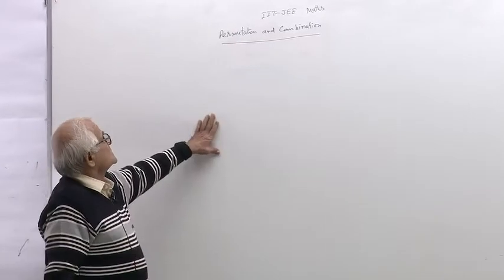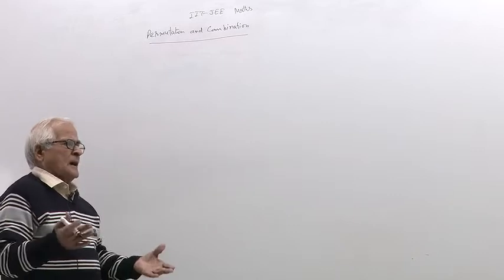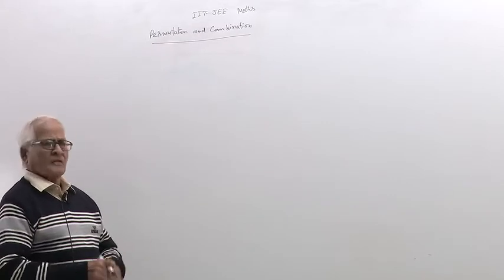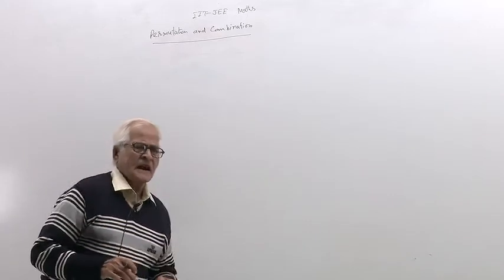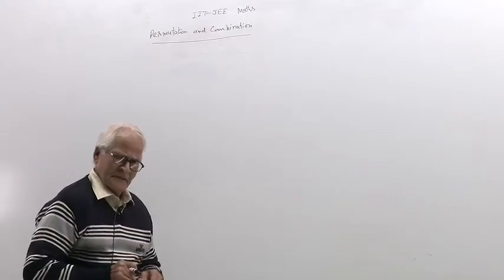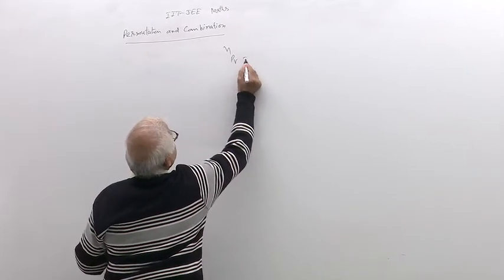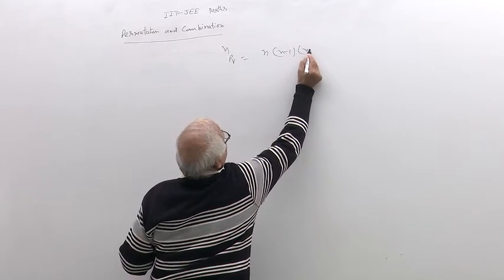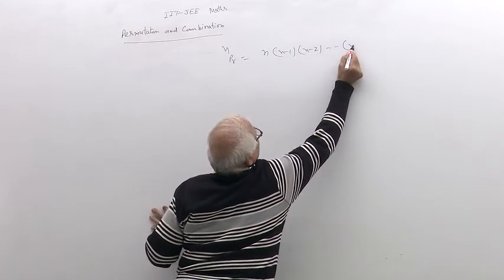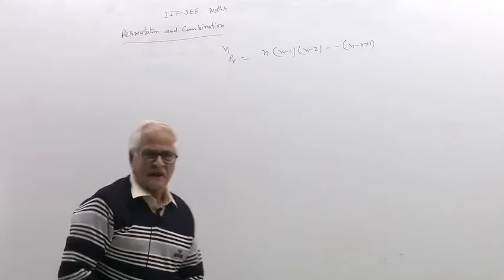So what is permutation? Permutation, we know, is the arrangement. If there are n things and we take r at a time, then the permutation, which we represent as nPr, is equal to n(n minus 1)(n minus 2) up to (n minus r plus 1).